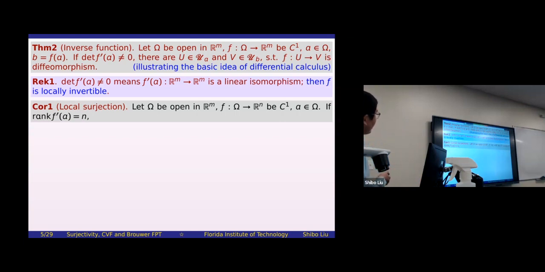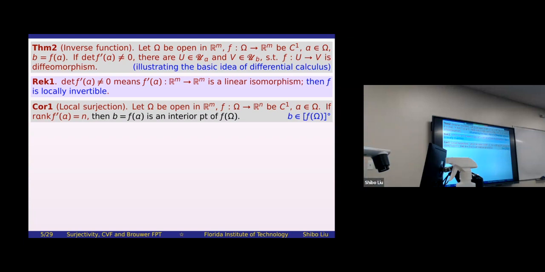So if the rank of the derivative at A is n, equal to the dimension of the codomain, that is to say f prime A as a linear map from Rm to Rn is surjective, then f is locally surjective. Locally surjective means that the image of A, that is B, is an interior point of the range of f, that is f of omega. Why is this local surjectivity? Because b is an interior point in f of omega, which means that all points near b are also in f of omega. That is what local surjectivity means.